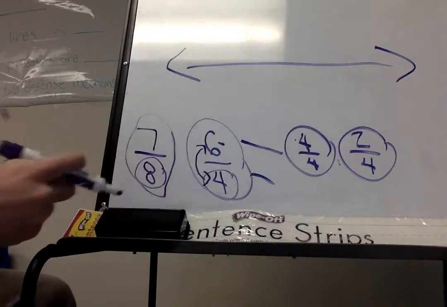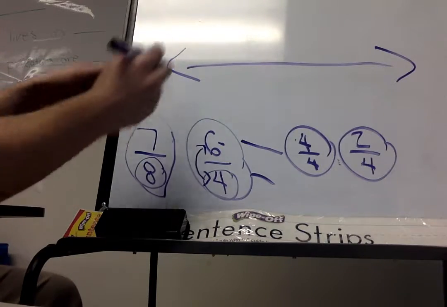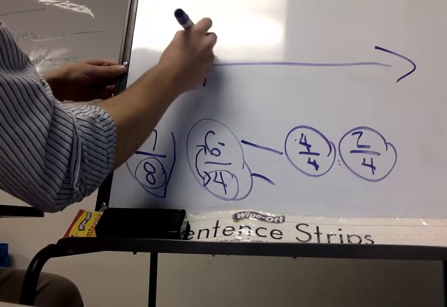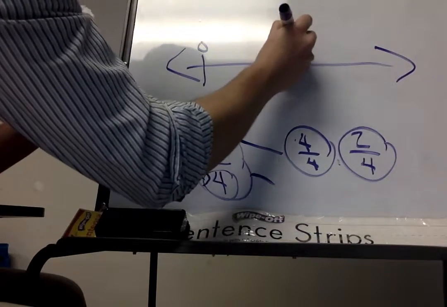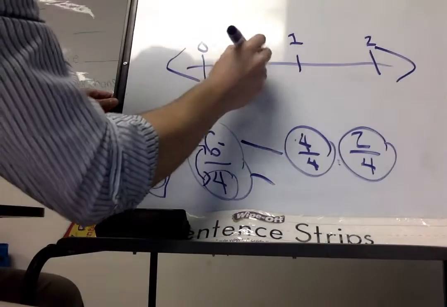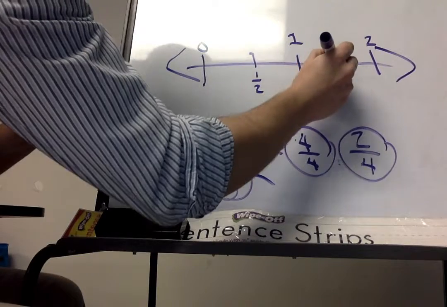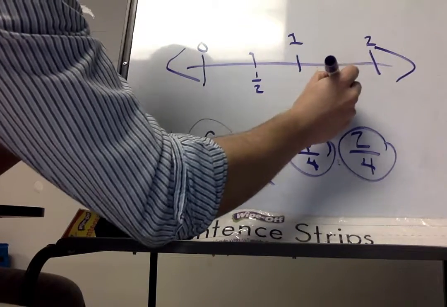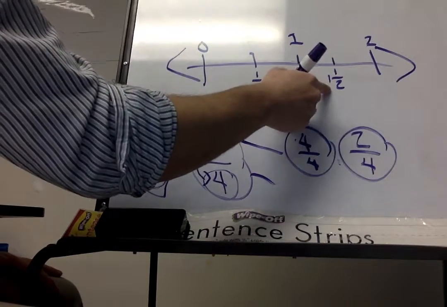So I need to plot on my number line so that I have more than 1 whole. So I need to show that. I'm going to do that with my benchmark numbers. I have 0, I have 1, and I have 2. And I'm going to put my 1/2 mark right here. So I've placed all my benchmark numbers, and this is actually 1 and 1/2.